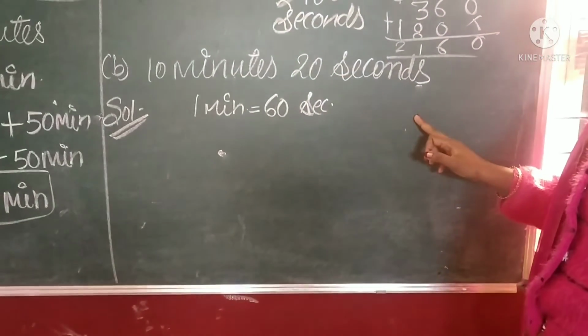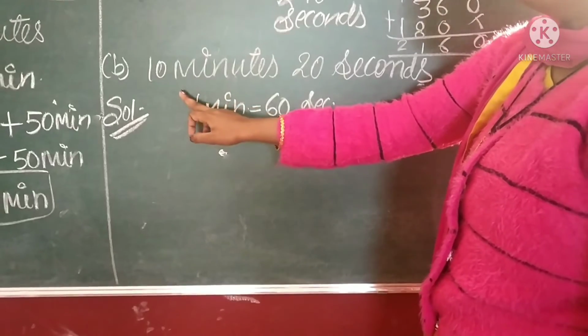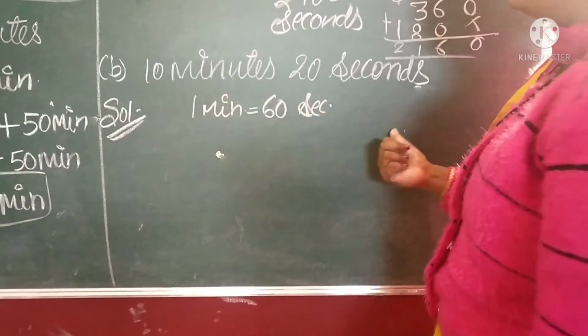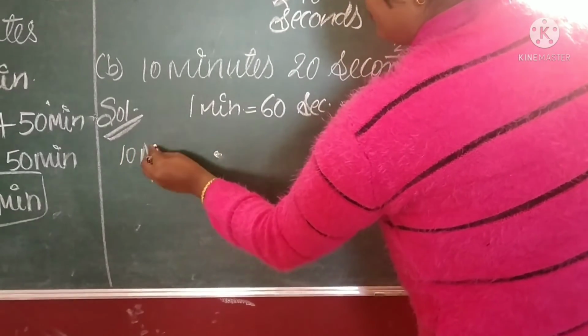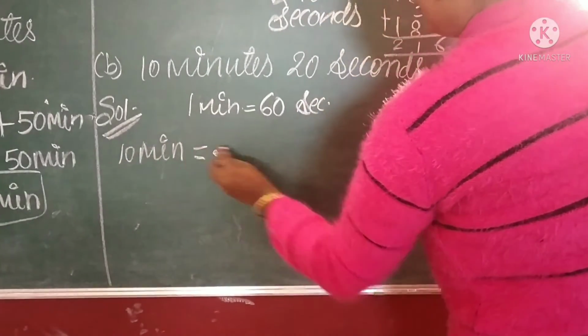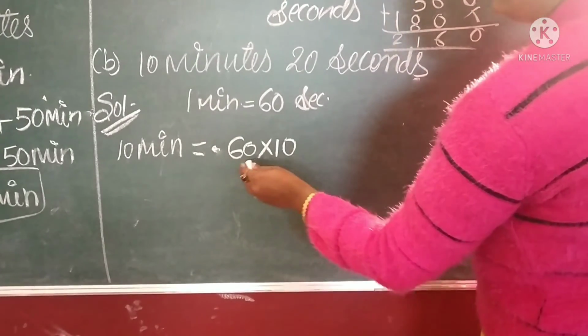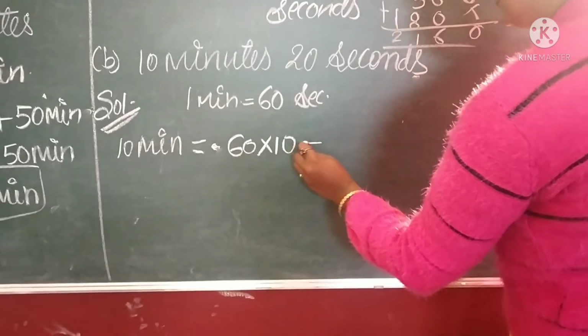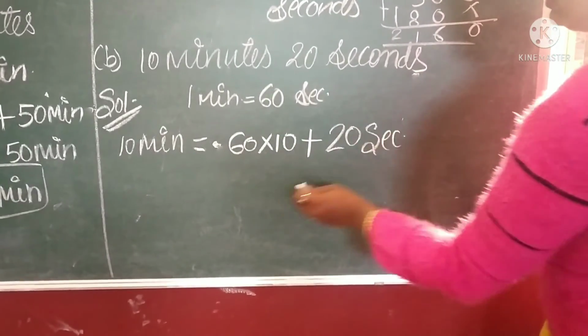10 minutes 20 seconds. 20 is already in seconds. So we have to convert only 10 minutes into seconds. 1 minute equals 60 seconds. So 10 minutes equals 60 multiplied by 10. Yeah, 10 multiplied by 60 plus 20 already in seconds.